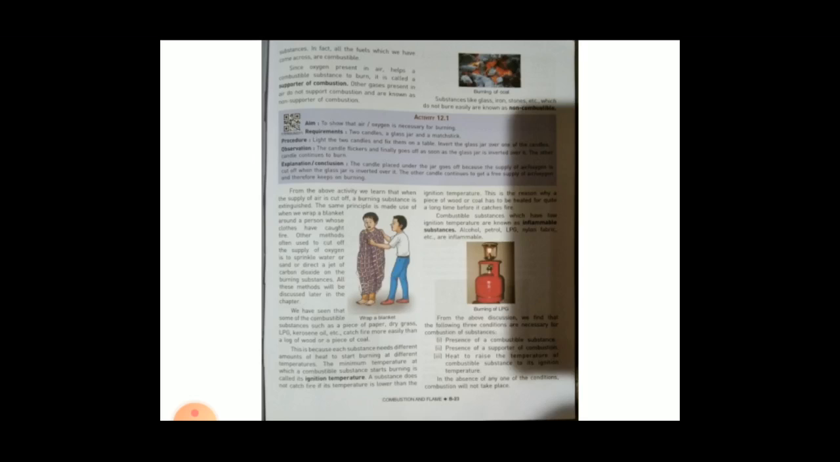We have seen that some combustible substances such as pieces of paper, dry grass, LPG, kerosene oil, etc. catch fire more easily than a log of wood or a piece of coal. This is because each substance needs a different amount of heat to start burning, at a different temperature. The minimum temperature at which a combustible substance starts burning is called its ignition temperature. A substance does not catch fire if its temperature is lower than the ignition temperature.